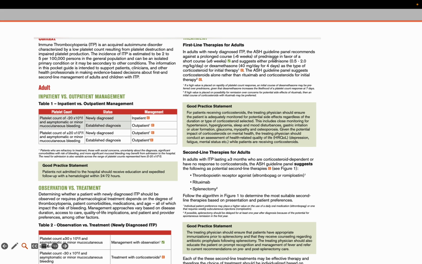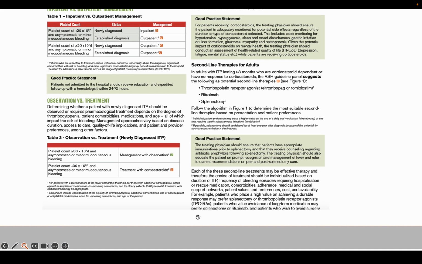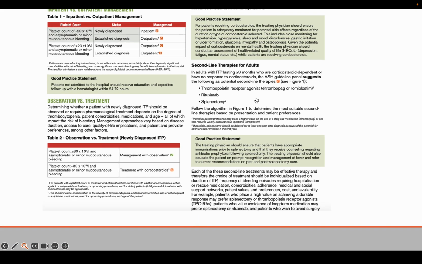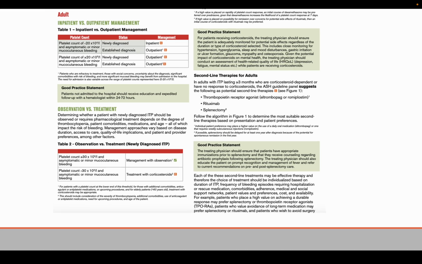So steroids should be 1 to 2 milligram per kg, or 0.5 to 2 milligram, and steroids should be tapered in a short course, less than 6 weeks. So these are the therapies. Generally in Western countries, these are the ASH guidelines, American Society of Hematology guidelines. Thrombopoietin agonists they use routinely, but we use more of steroid sparing agents like MMF or azathioprine. We use dapsone or something like that.